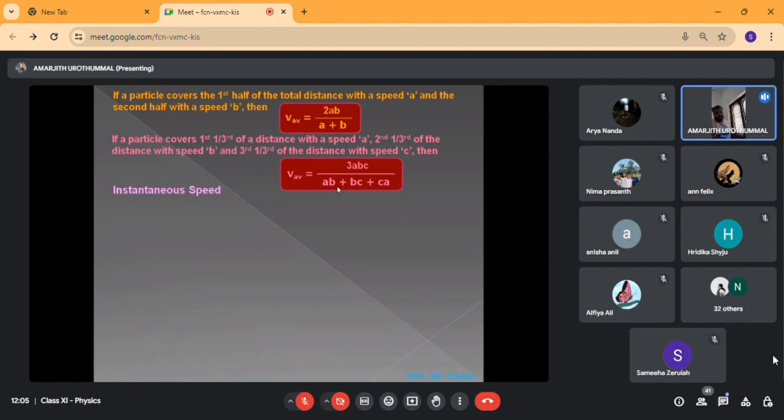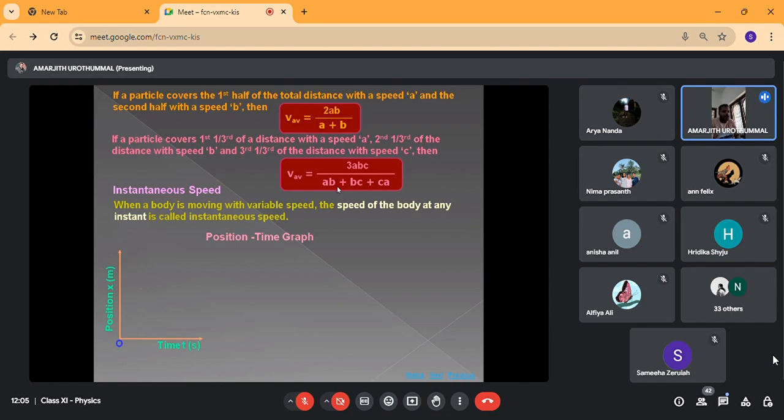That speed is called the instantaneous speed at a particular instant. So here we introduced the 3 speeds: normal speed, then average speed, then the third one is instantaneous speed. Instantaneous speed means it is the speed at a particular instant. Clear? We will discuss about it. Let me see the graph first.